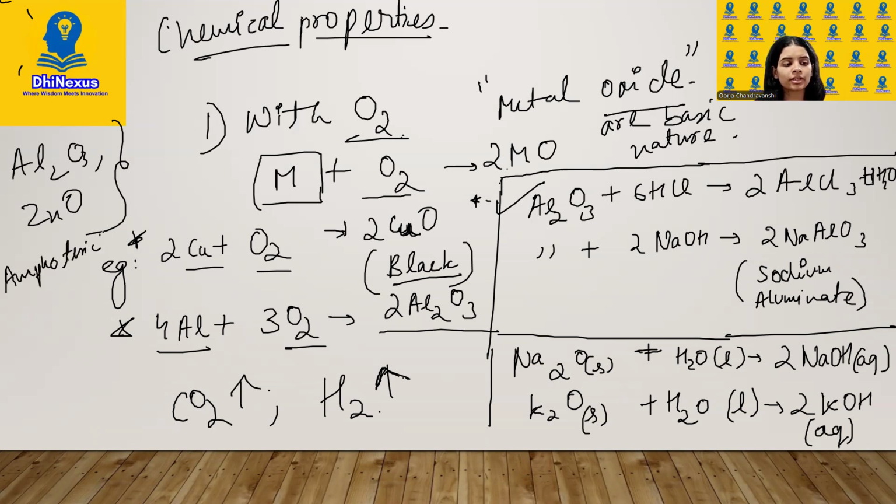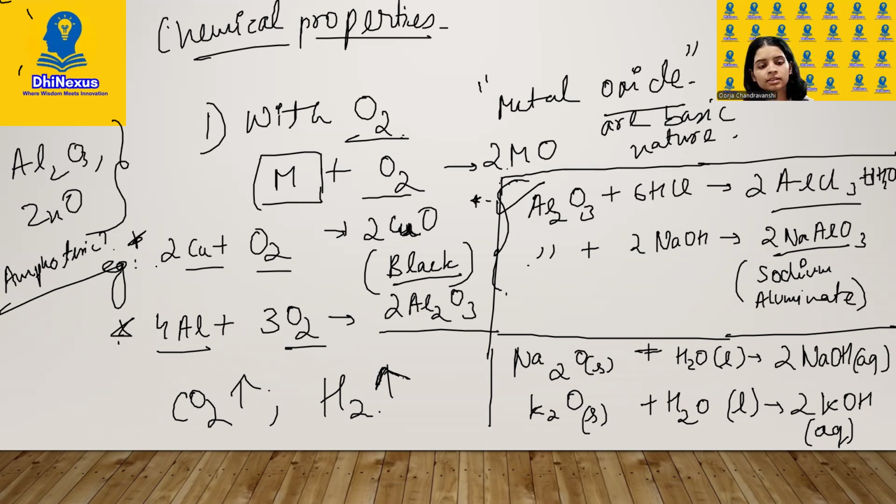What does amphoteric mean? Amphoteric means something which can react both with acids and bases. So, on reacting with acid, it gives me AlCl3. On reacting with base, it gives me sodium aluminate. So, this is an important example found in NCERT. Please note it down. Both Al2O3 and ZnO are amphoteric.